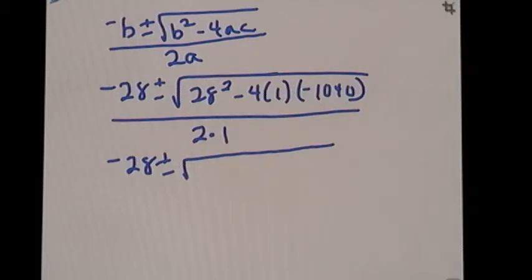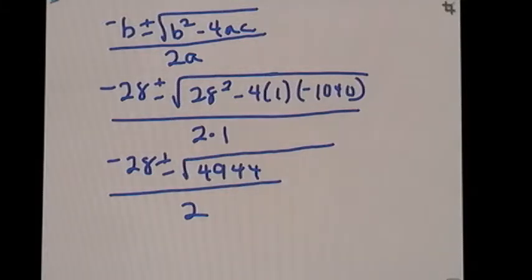28 squared minus 4 times 1040, and you need to make it negative. It depends on what kind of calculator you have as to which you do first. So you get 4,944 over 2. Now you're going to take the square root of 4,944.